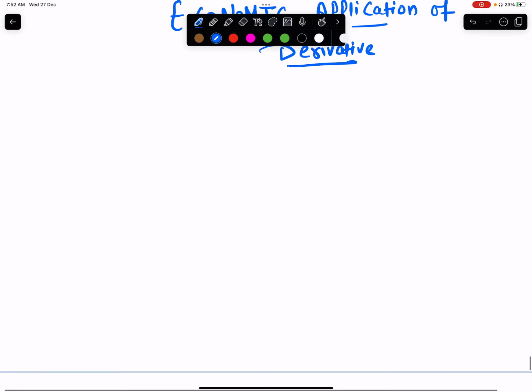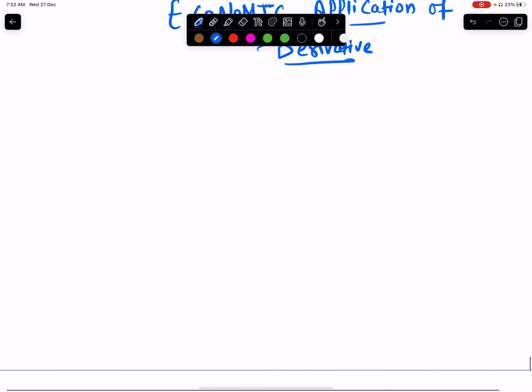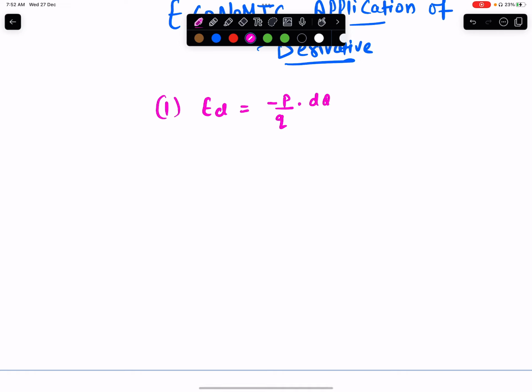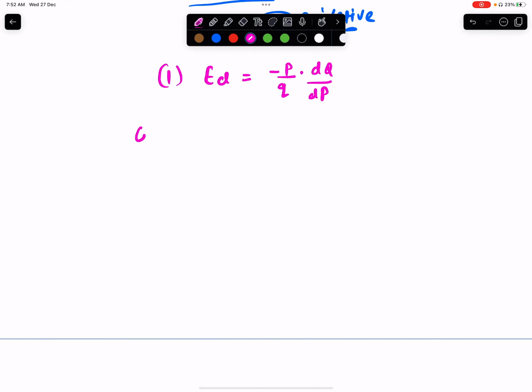So the first property of economic application of derivative that we have to remember is that elasticity of demand is equal to always minus P by Q into dq by dp. So this is our first property. How will we solve the questions on that?